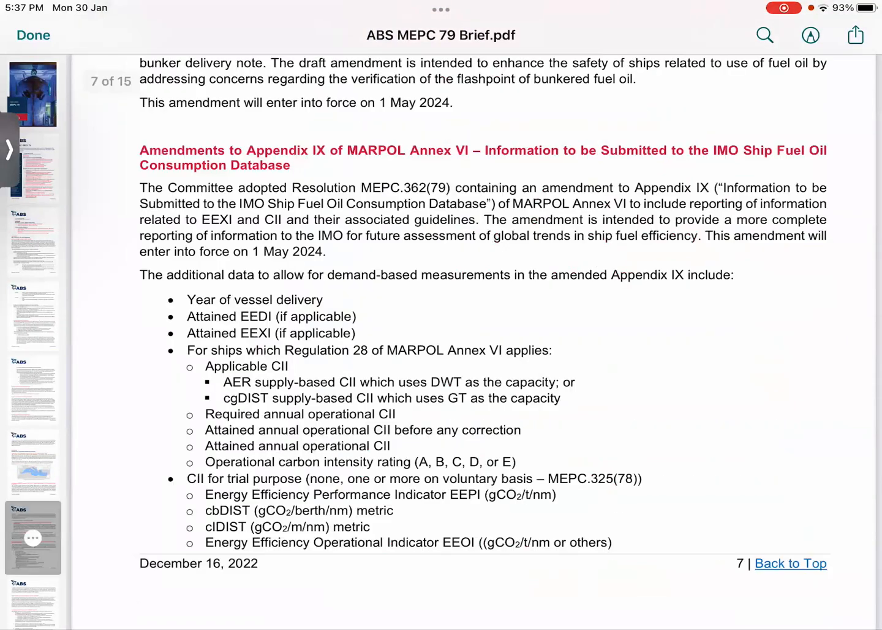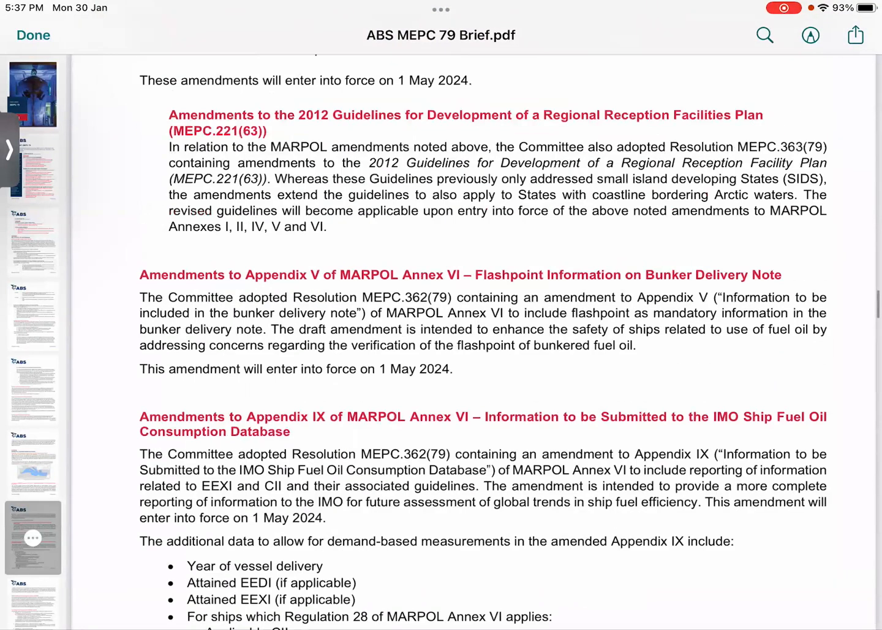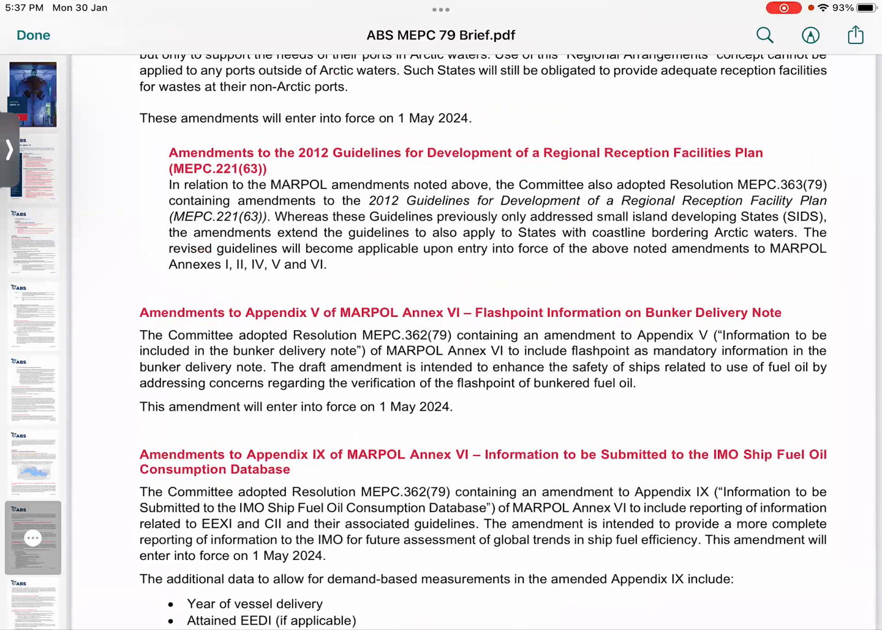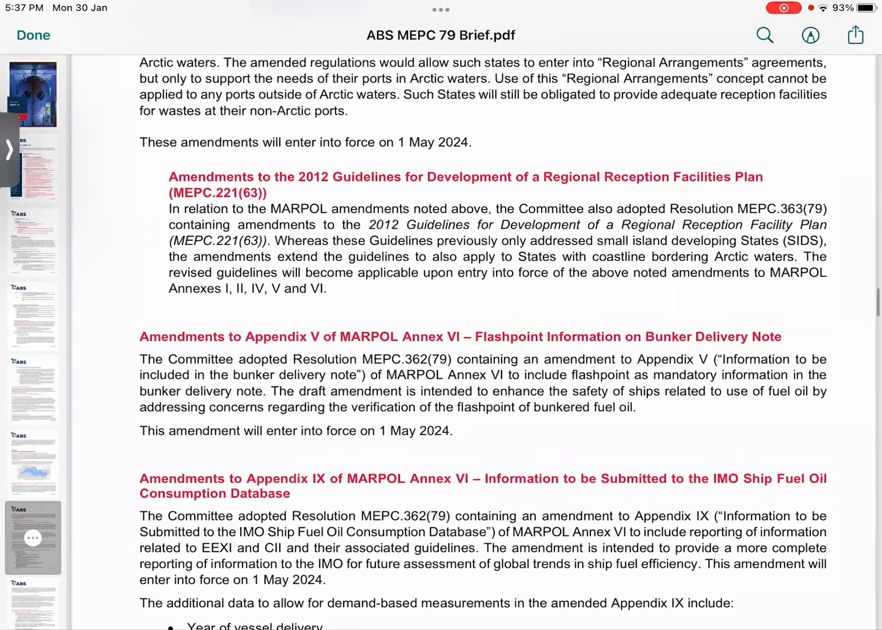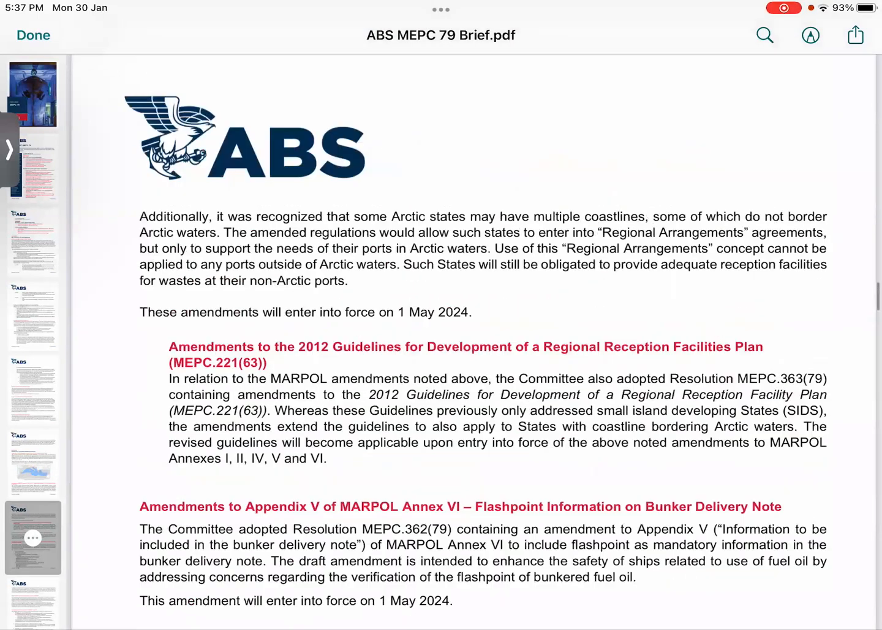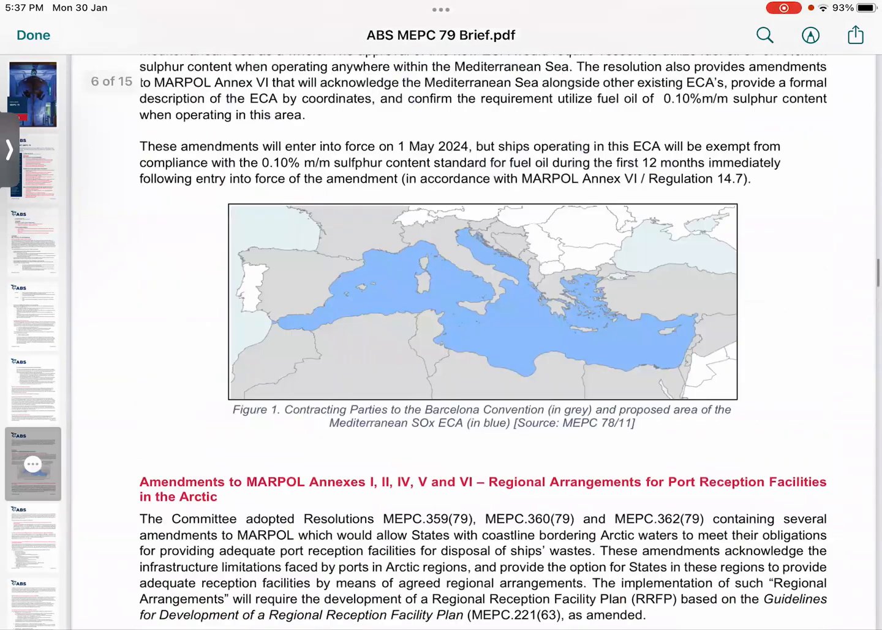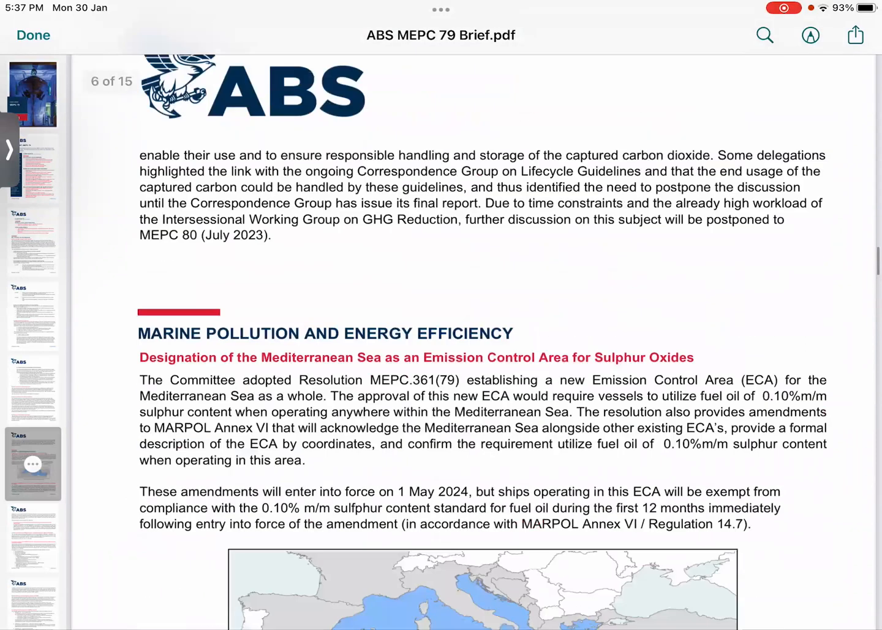Okay, just a minute. Flashpoint. So it will enter into force on first May. I'll just get you that whole value, right? बाद में आपको पूरा भेज दूंगा. Okay. But that is the main in the nutshell. But I'm telling you, right?